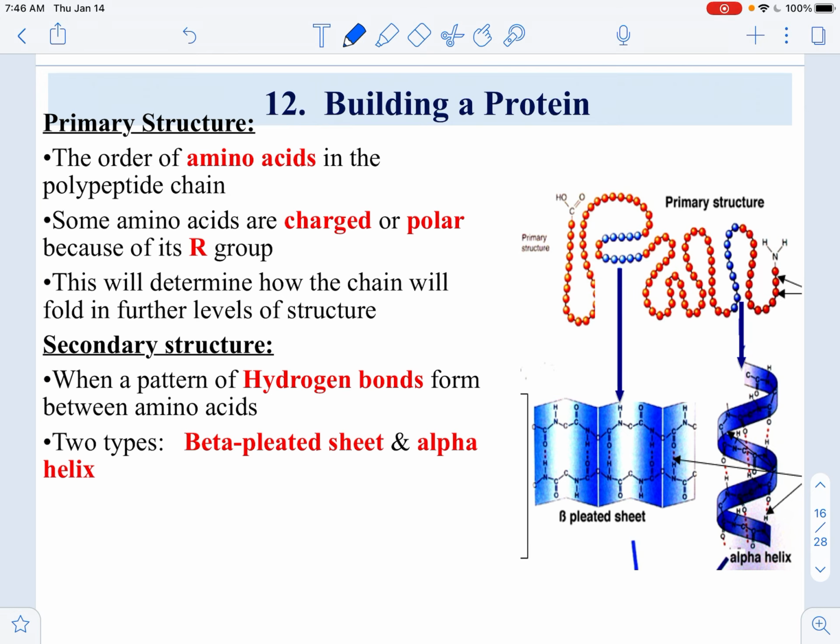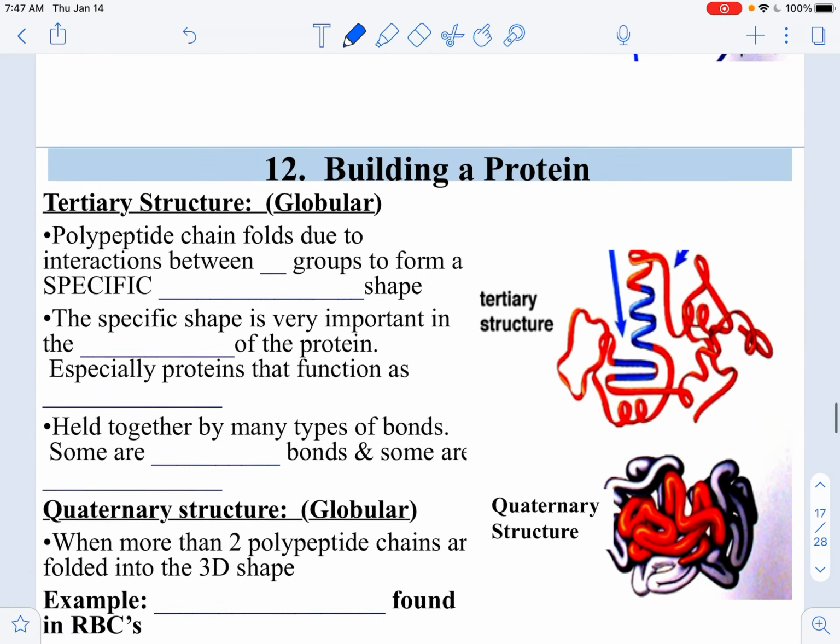But here's what you're going to fill in for primary structure. And I already kind of talked about that. And secondary structure, okay? So it's the order of amino acids. Some amino acids are charged or polar. Remember, polar means slightly charged. But if it has a big charge or a slight charge, they're going to attract and fold up. So I'm moving, but you can pause the video now if you need to fill that in, okay?